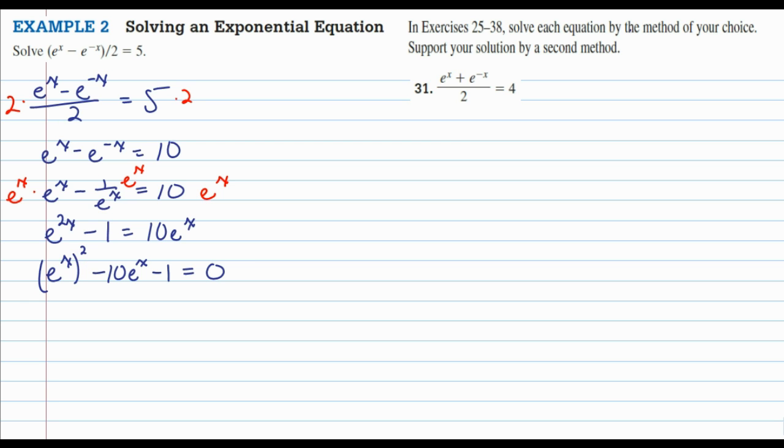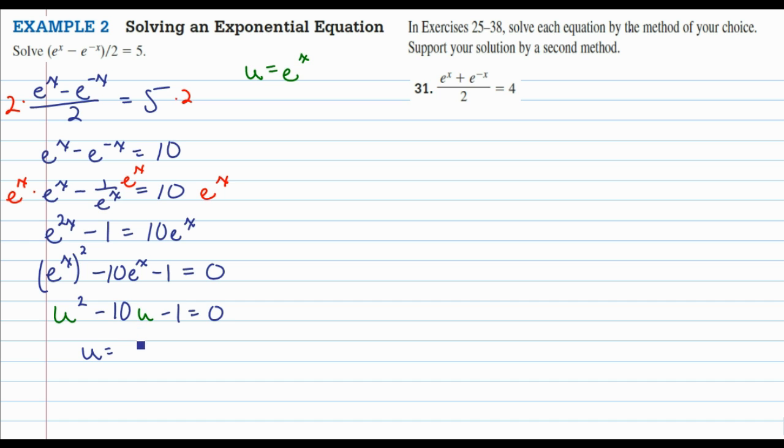So what I can do, off to the side, is say that u is going to equal e to the x. I'm identifying this one letter u to be the expression e to the x. So instead of e to the x squared, I have u squared minus 10, and then e to the x is u, and then minus 1 equals 0. Now this is a lot easier to see, and I can use the quadratic formula.